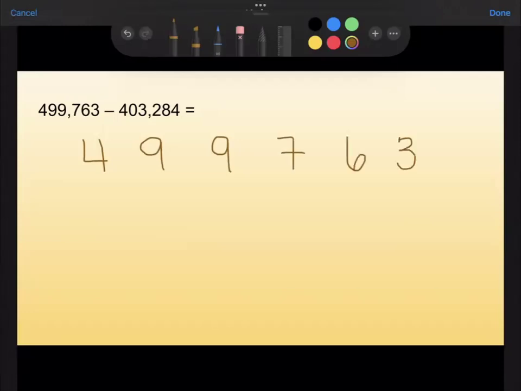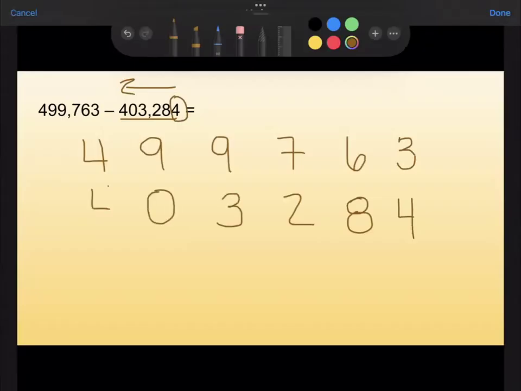499,763. Again, I left plenty of room in between my digits, so it's very clear to me when I start regrouping what digit belongs in what place value. Now I'm going to go ahead and do the second number. And again, I'm going to start with the ones and work my way this way, just so I know that everything will be lined up. So 4, 8, 2, 3, 0, and 4.